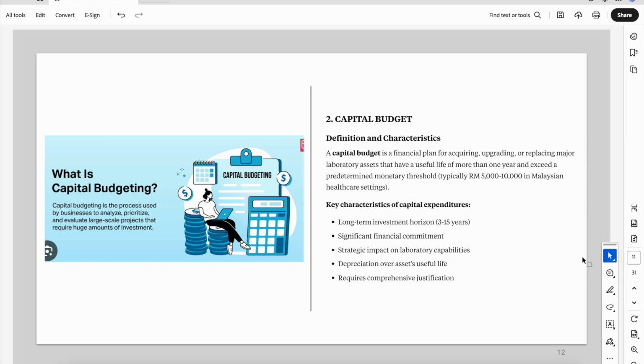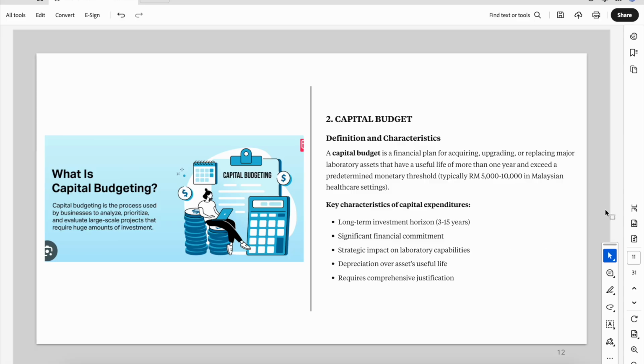Capital expenditures have several key characteristics that distinguish them from operational expenses. Long-term investment horizon, typically spanning 3 to 15 years, meaning these decisions will impact your laboratory for many years. Significant financial commitment that often requires special approval processes and may affect the organization's borrowing capacity.